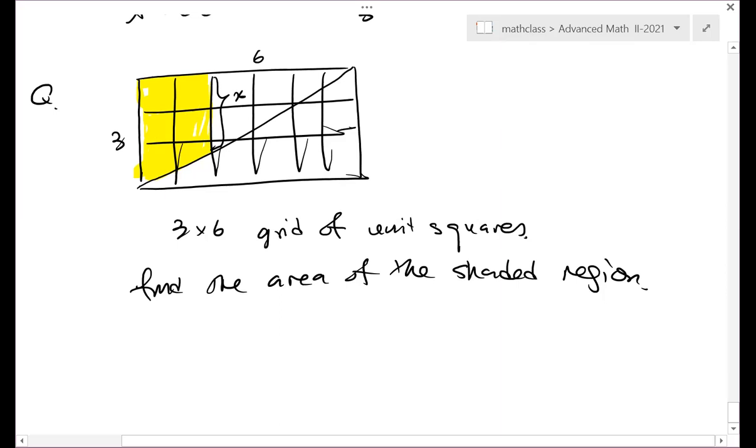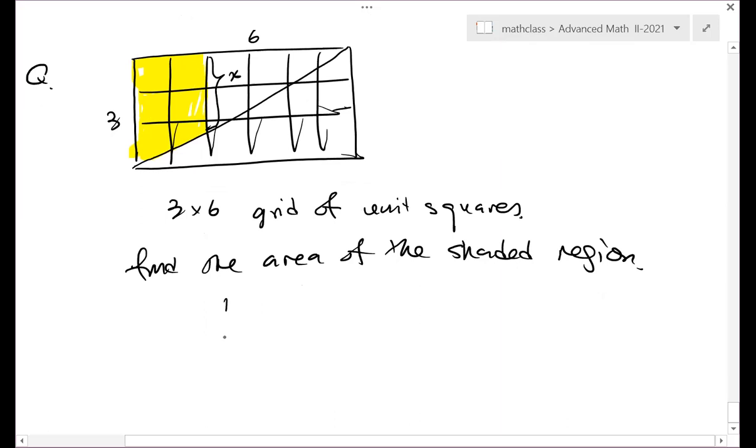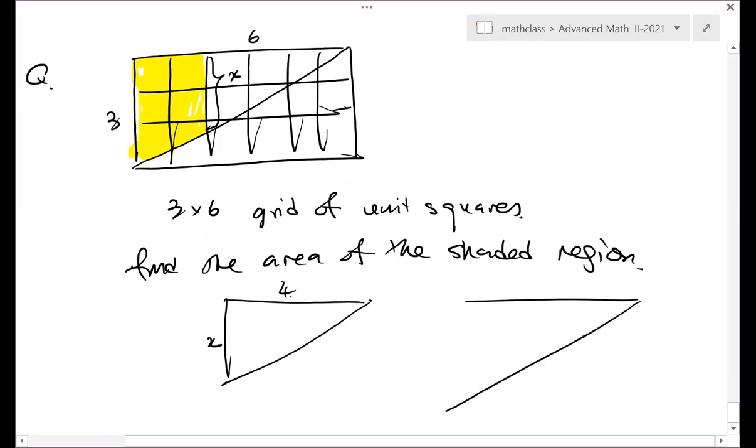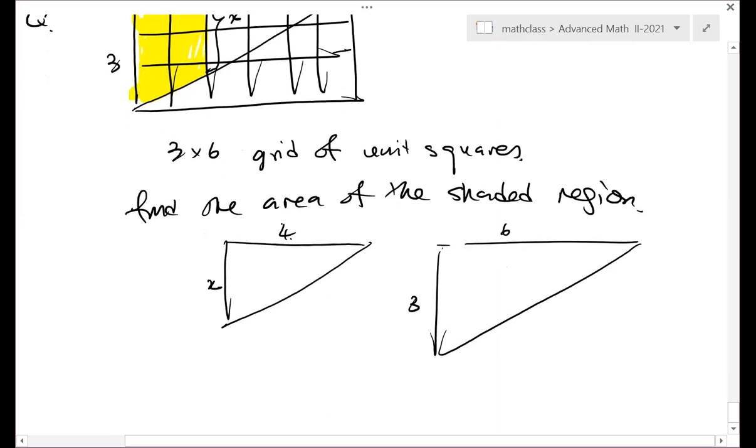Use similar triangles. These two triangles are similar, right? So this side x, here's 1, how many, 1, 2, 3, 4. Then the larger one, here's 3, here's 6. So those two triangles are similar. We use similar triangles very often, right?